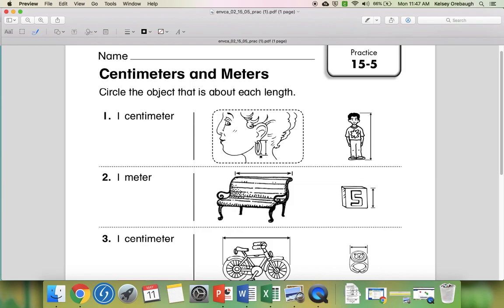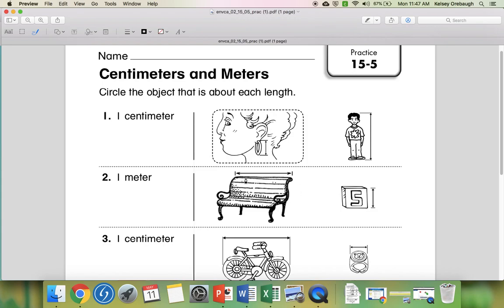So we're going to say that this woman's earring is closer to 1 centimeter, a very small measurement. All right, next, 1 meter. Remember, a meter is 100 centimeters. So 100 of these earring lengths lined up.